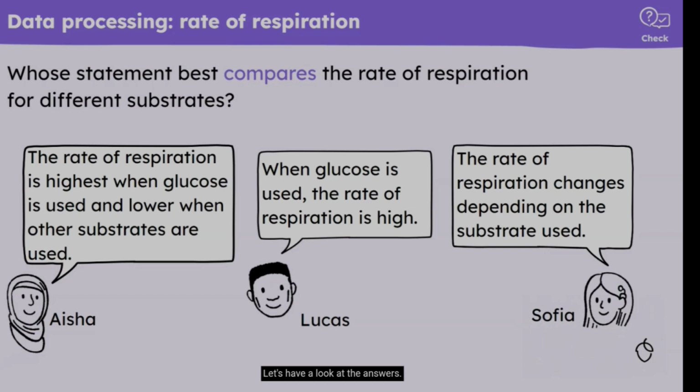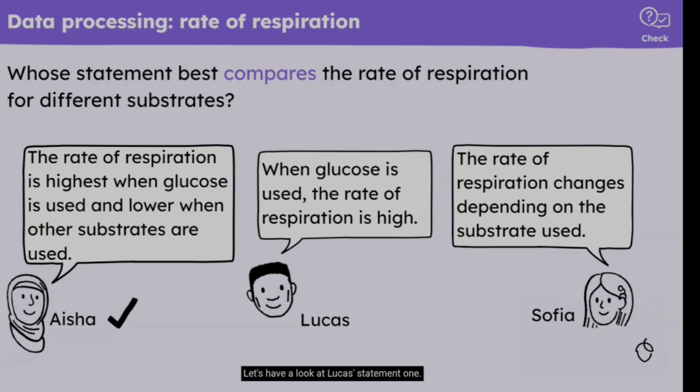Let's have a look at the answers. So, Aisha is correct. Let's have a look at all of them to figure out why Aisha is correct. Let's start with Sophia. The rate of respiration changes depending on the substrate used. That's a correct statement, but it's not a comparison. It's too vague to compare anything. It's not really saying much at all.